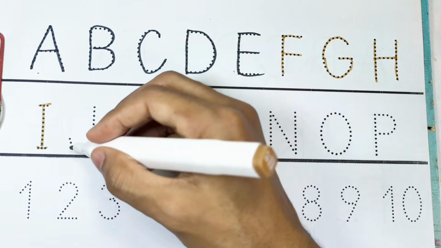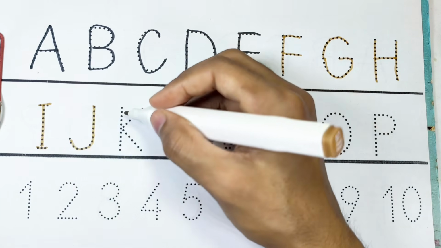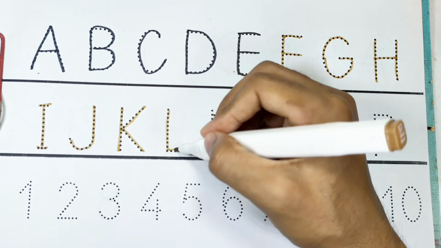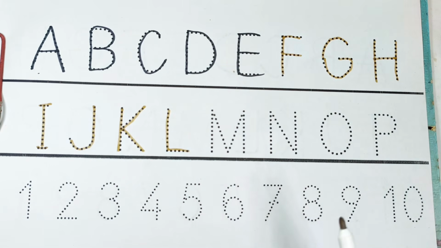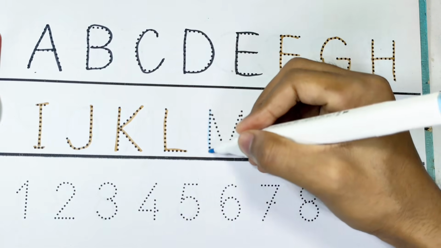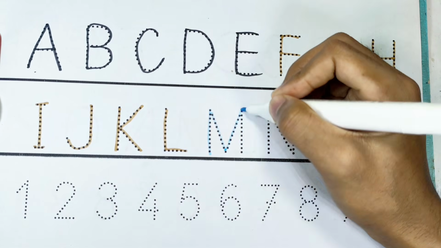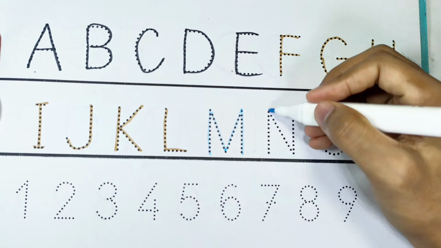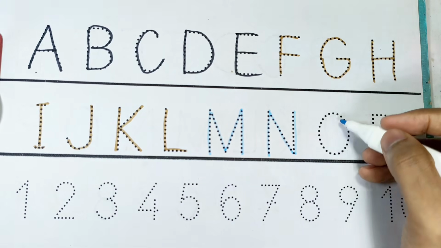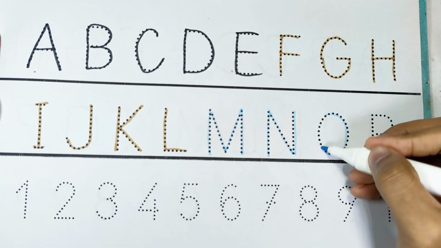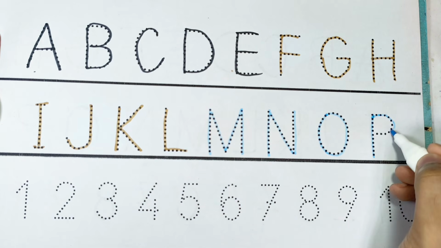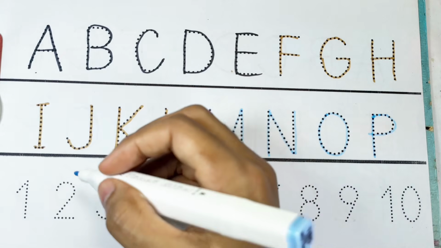I for ice, I for ice cream. The next one is J. K for kite. L for lion, L for lemon. Now we're using the color of pale blue light and writing the alphabet of M. M for moon. N for nose. The next one is O. O for octopus. P for penguin. The next one is numbers.